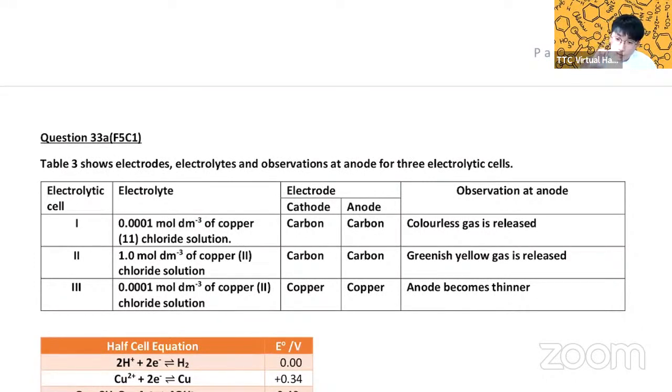If I want to re-experiment, if there is a colorless gas at the anode, it means there are anions. Anions usually means oxygen gas, because the anode usually selects OH minus. So when you discharge OH minus, you should get oxygen gas, O2.